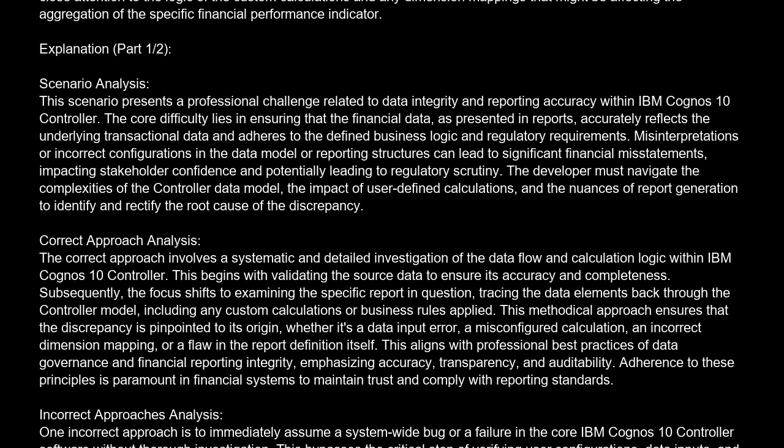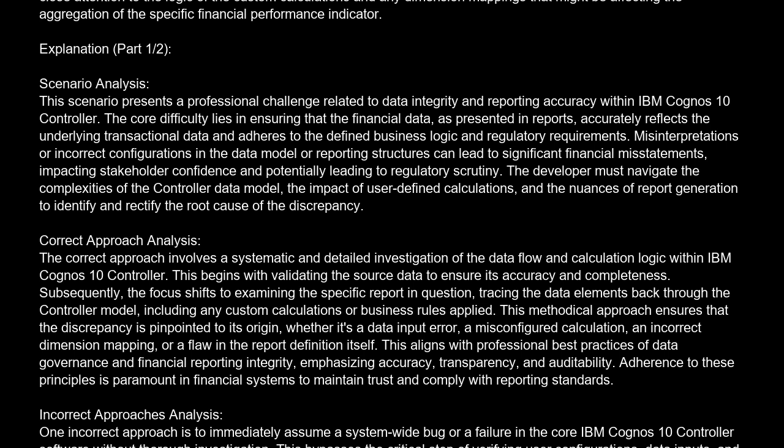Correct approach analysis. The correct approach involves a systematic and detailed investigation of the data flow and calculation logic within IBM Cognos 10 Controller. This begins with validating the source data to ensure its accuracy and completeness. Subsequently, the focus shifts to examining the specific reporting question, tracing the data elements back through the Controller model, including any custom calculations or business rules applied.